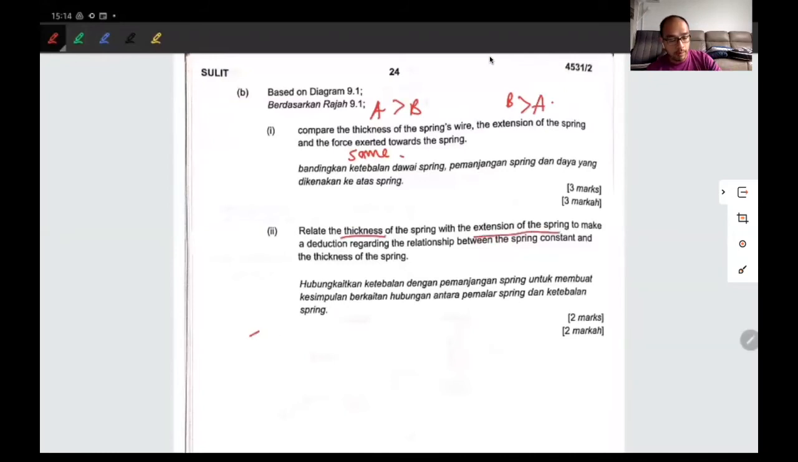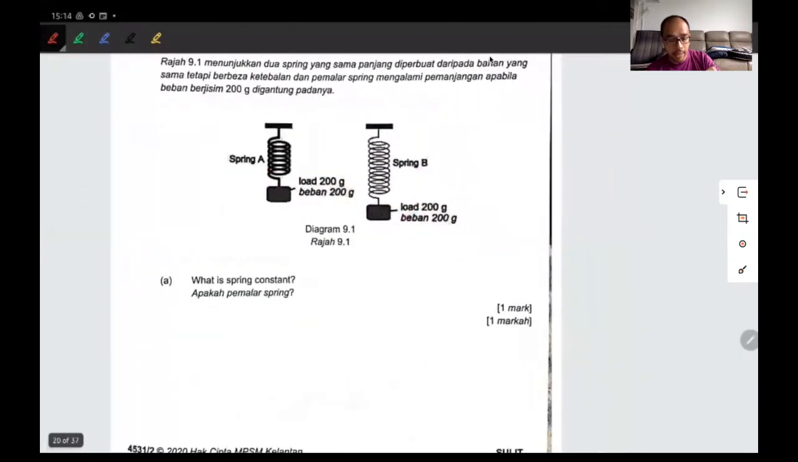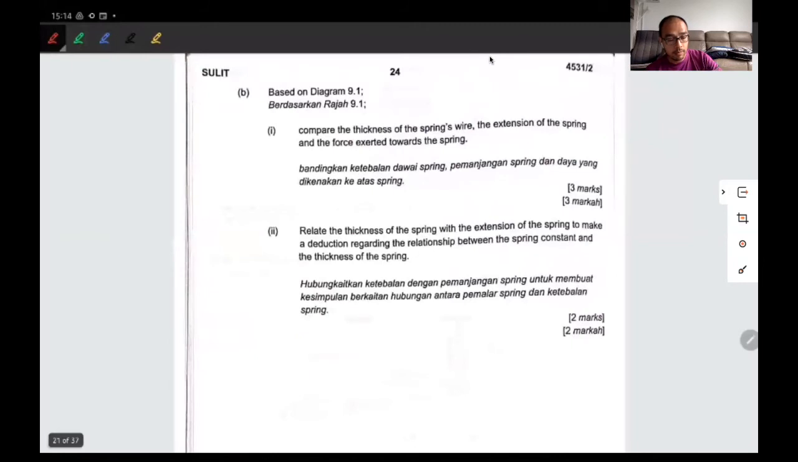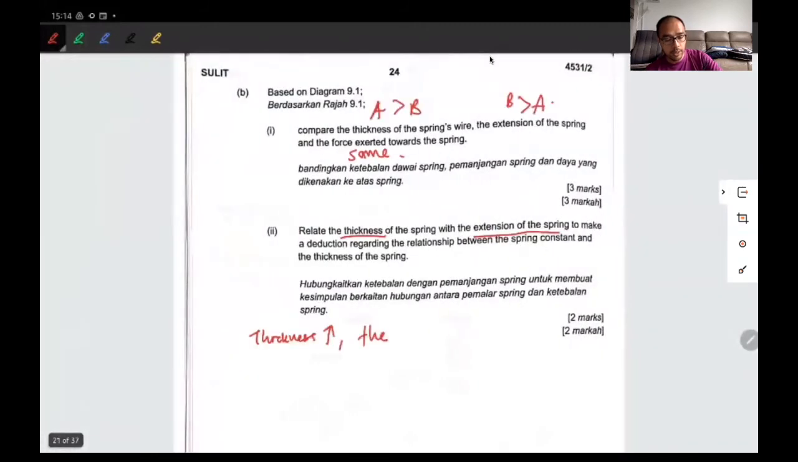So the bigger the thickness, the smaller the extension. Oh, okay. Sorry, extension is smaller. Okay, the bigger the thickness of the spring, the smaller the extension of the spring. To make a deduction regarding the relationship between spring constant and the thickness of the spring. Okay, so the same thing, the bigger the thickness of the spring, the bigger the constant. Yeah, okay. Spring constant is bigger.